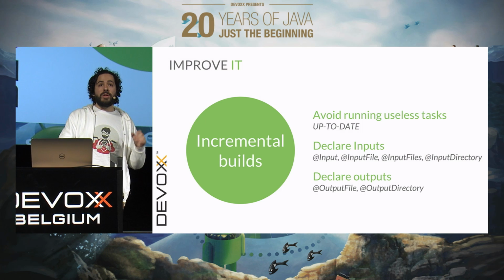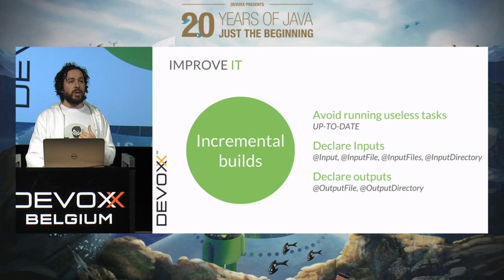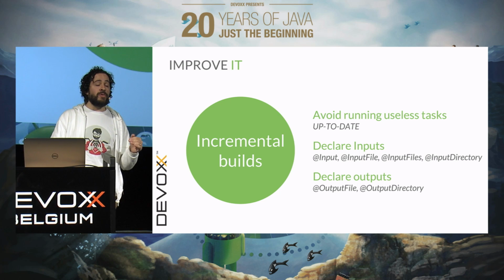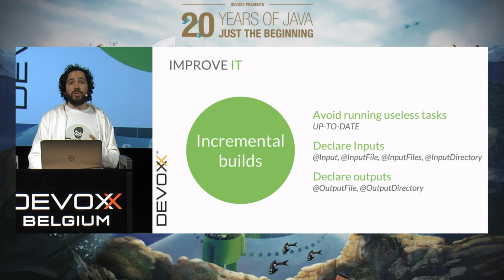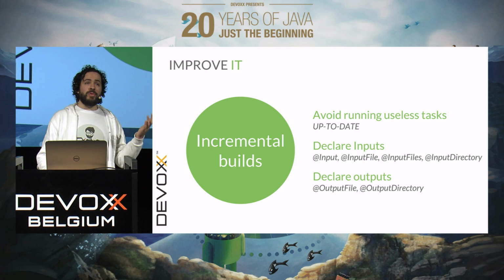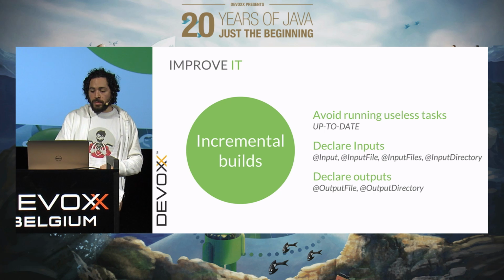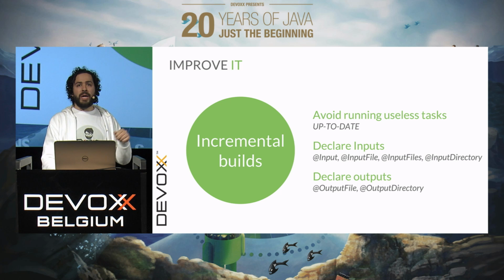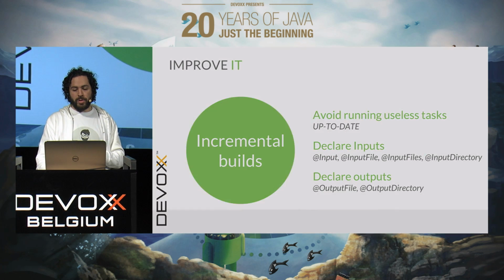Another point is that in Gradle, it's very simple to implement incremental builds. The idea of incremental builds is that if the input is the same and the output is the same also, you are not supposed to execute a task, and you can just skip it and go on. That's very easy to do, and you can do it very easily by annotating the properties in your project, in your extension.